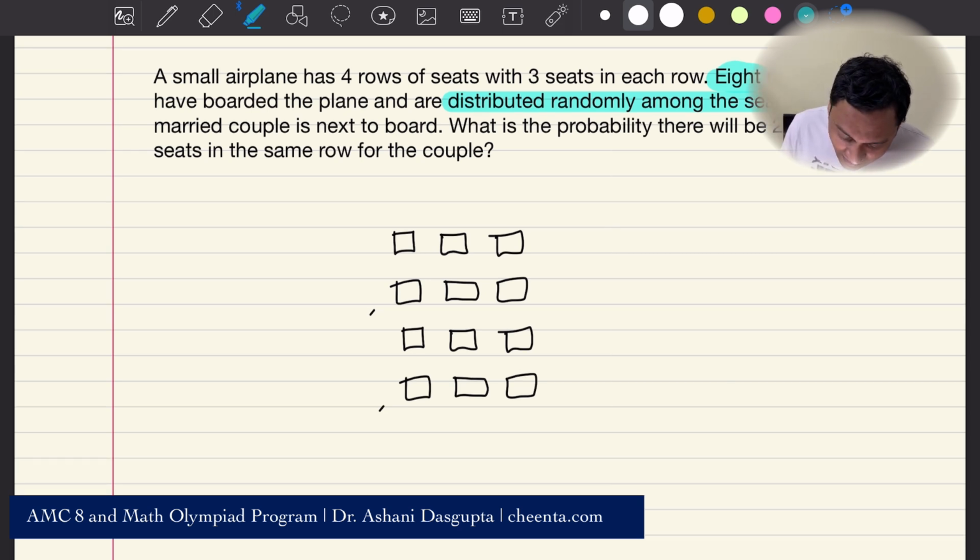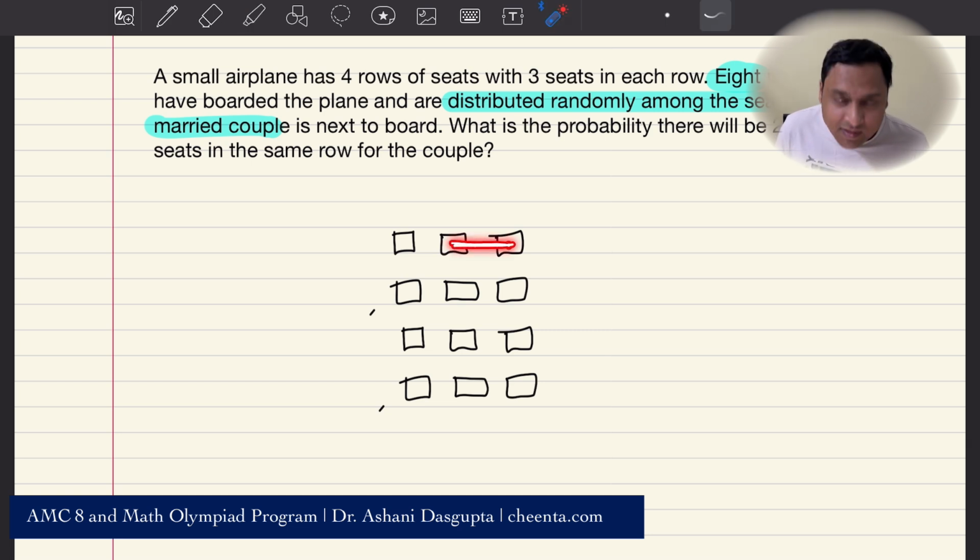It says that a married couple is next to board. What is the probability that there will be 2 adjacent seats in the same row for the couple? So maybe there are 2 seats like this so that the married couple can come and sit there. So what is the probability that 2 such adjacent seats are there in the same row?